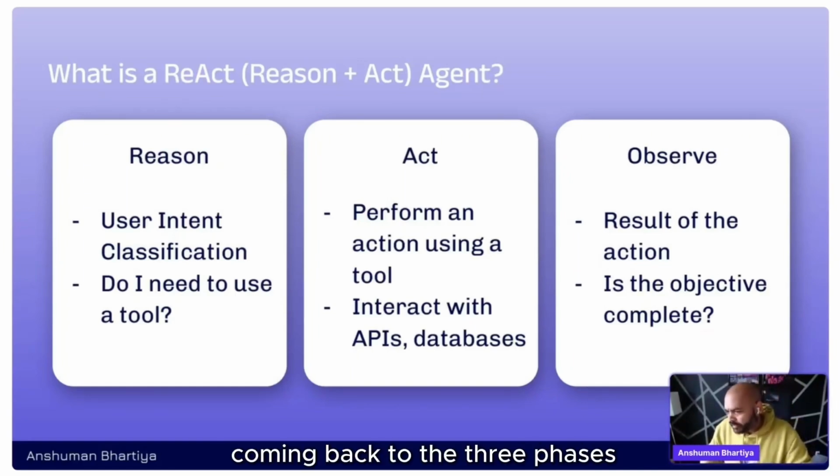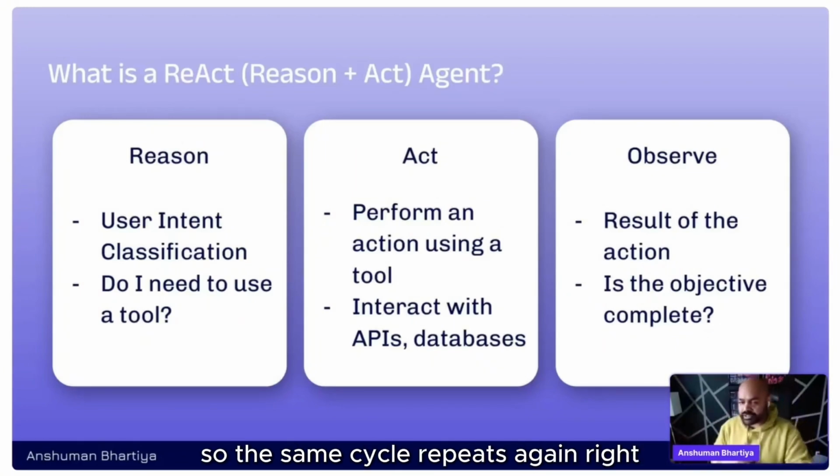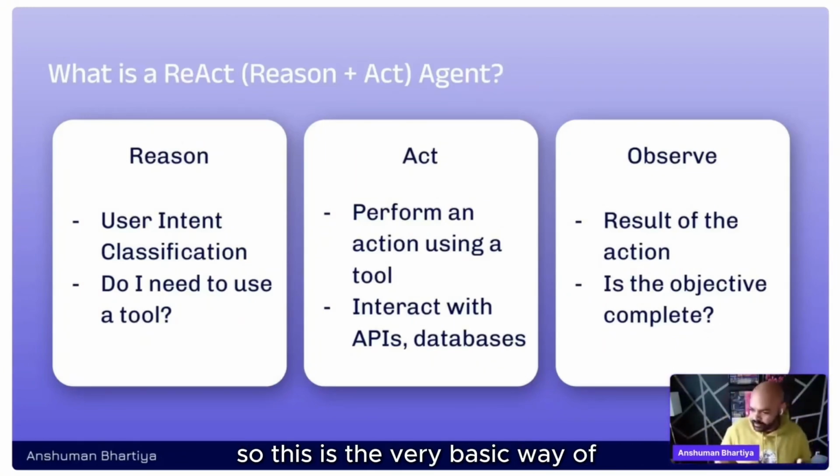Coming back to the three phases, the third phase is observe. At each of the steps, where the agent reasons and acts, the third phase observes: based on the action that it took, it observes the outcome and sees if it actually fits the criteria of the objective or not. If it fits, then the entire workflow is complete. If it is not, what other things will the agent want to do in order to achieve the objective? So the same cycle repeats again. This is the very basic way of understanding what these ReAct agents are meant to do.